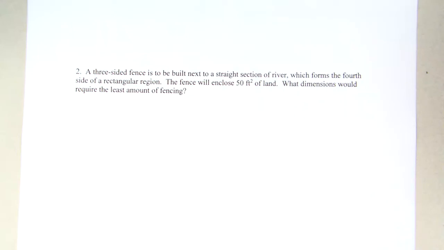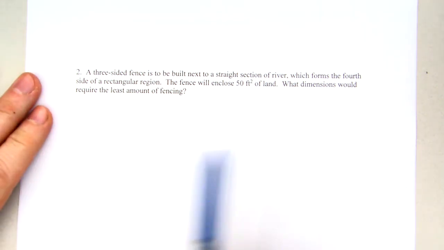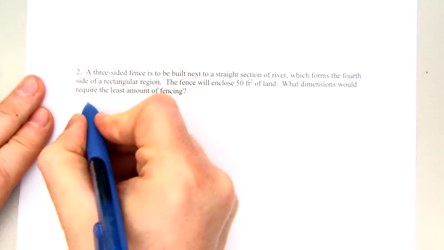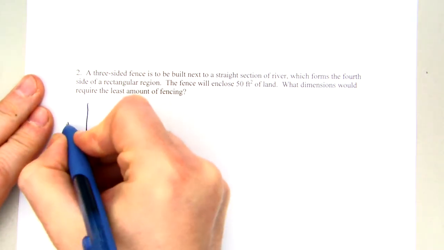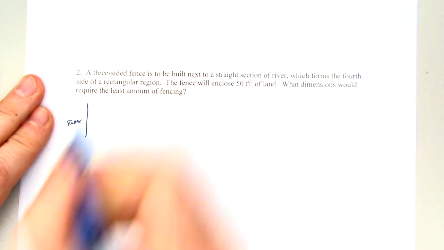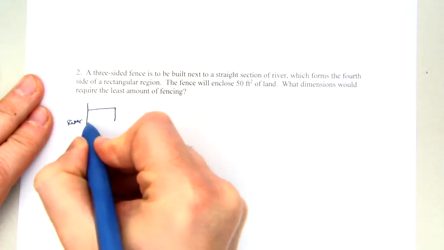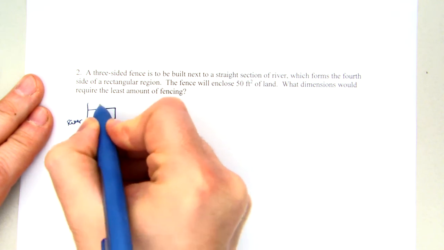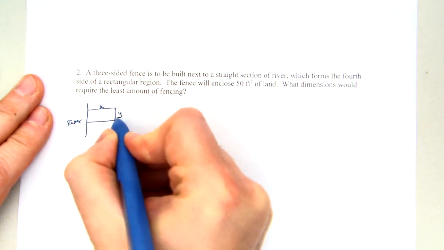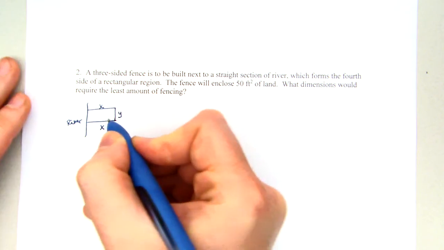Okay, please take a moment and read through problem number 2, and then we'll get started with this. So we first need to draw a picture. This looks pretty similar to that first example that I had you get in your notes. We've got our river over here, and I've got a three-sided fence. We're going to call this X and that Y, which means that one's X.